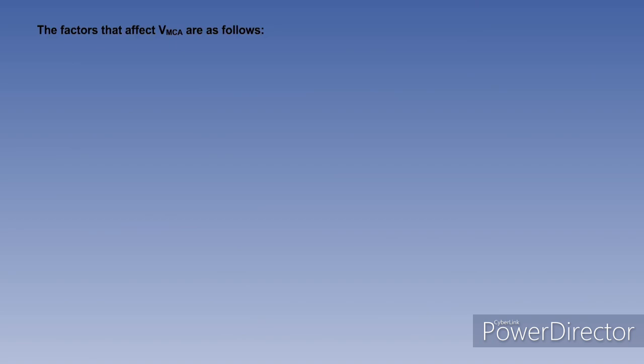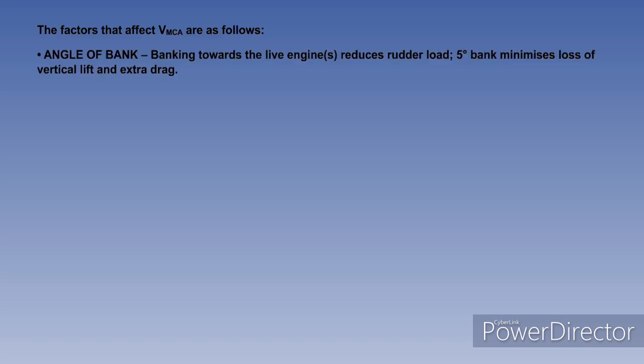There are several factors that affect VMCA. They are as follows. Banking towards the live engine reduces the rudder deflection required, and so allows a lower VMCA. 5 degrees is stipulated because larger bank angles would significantly diminish the vertical component of lift, requiring a higher angle of attack with its attendant drag penalty.